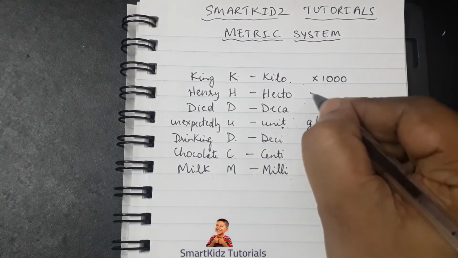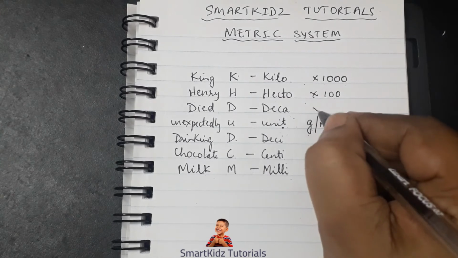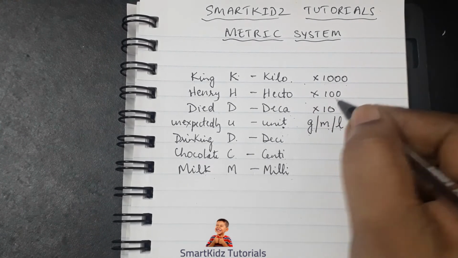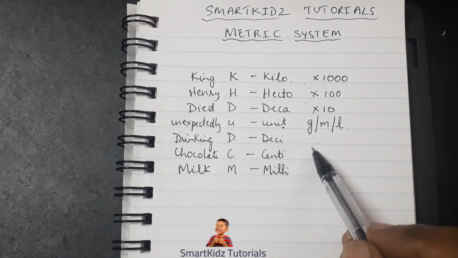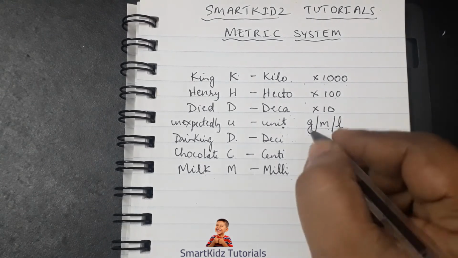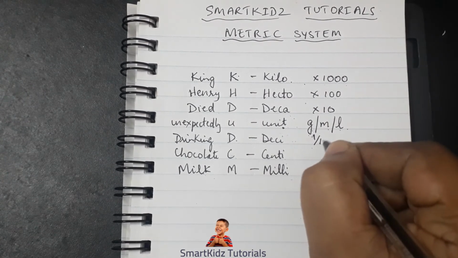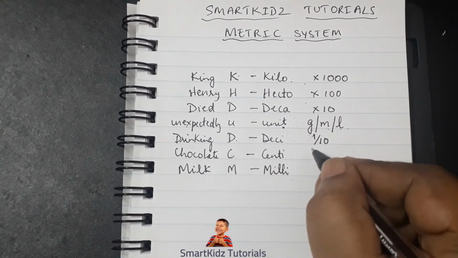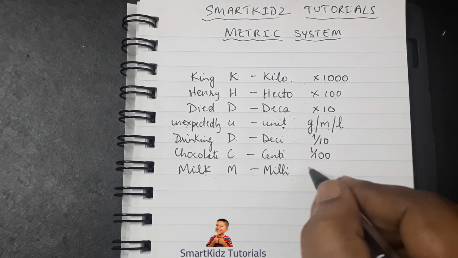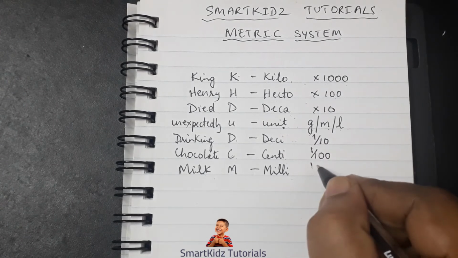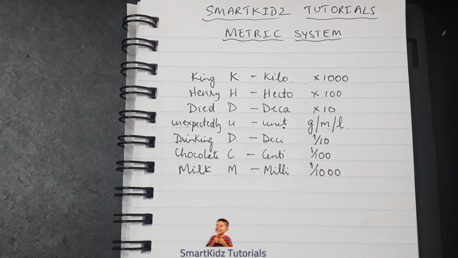Hecto is 100 times, so that's two zeros. Kilo is 1,000 times, so that's three zeros, and deca means 10, one zero. And what about deci? Deci actually means 1/10 of it, so that will be a division and not a multiple. So 1 upon 10, and centi will mean 1 upon 100, and milli will mean 1 upon 1,000. This is what it means.